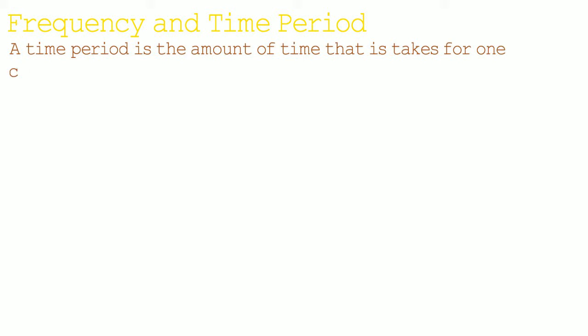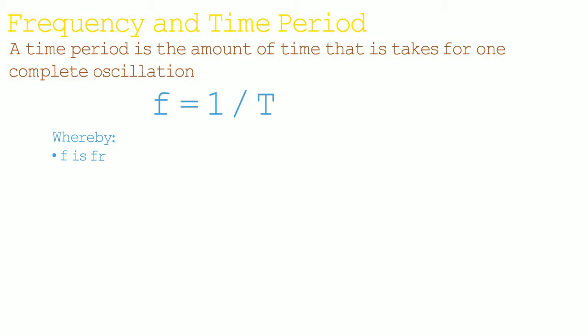A time period is the amount of time it takes for one complete oscillation, i.e. the amount of time that it takes for one wavelength to occur. If we know this, we can then work out what the frequency is by using the following formula. Frequency equals 1 over T, whereby F is frequency and T is time period. So let's have an example.